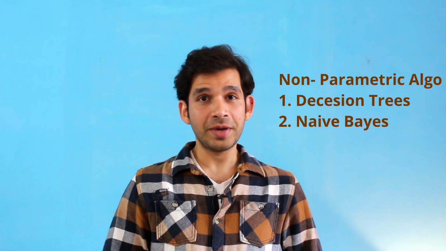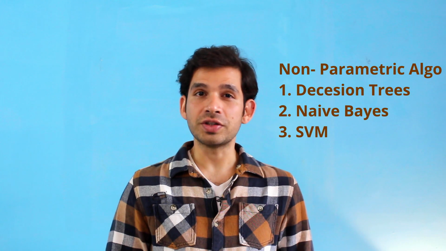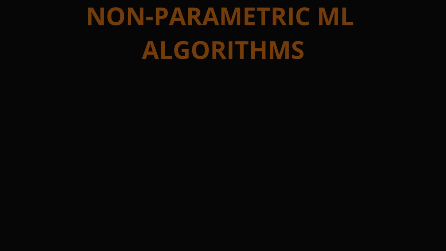A few examples of non-parametric machine learning algorithms are decision trees, naive Bayes, and support vector machines, also known as SVM, all of which I will be discussing later in the series, just giving you another reason to click on that subscribe icon. And one of the most popular, also the talk of the town, neural networks. Yes, neural networks are also a non-parametric machine learning algorithm. So let's get into the advantages and disadvantages of non-parametric machine learning algorithms.